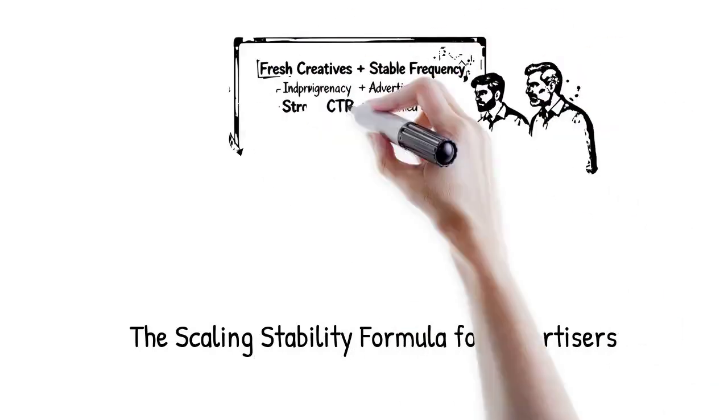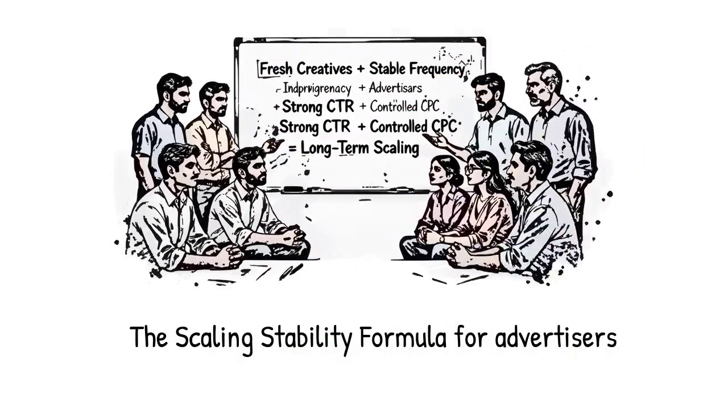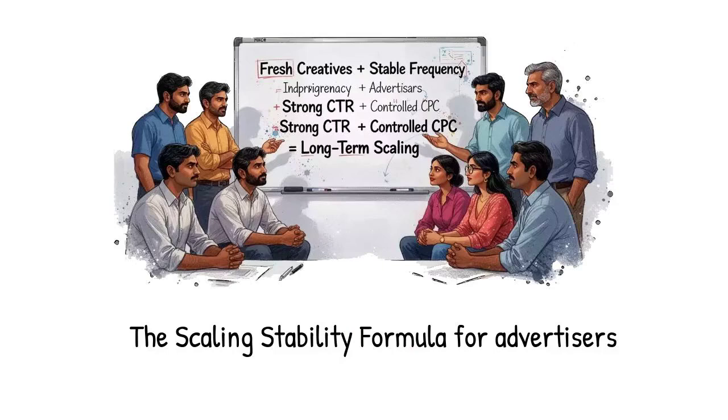6. The scaling stability formula. Here's the formula top advertisers use. Fresh creatives, stable frequency, strong CTR, controlled CPC, long-term scaling. If even one variable breaks, scaling collapses.